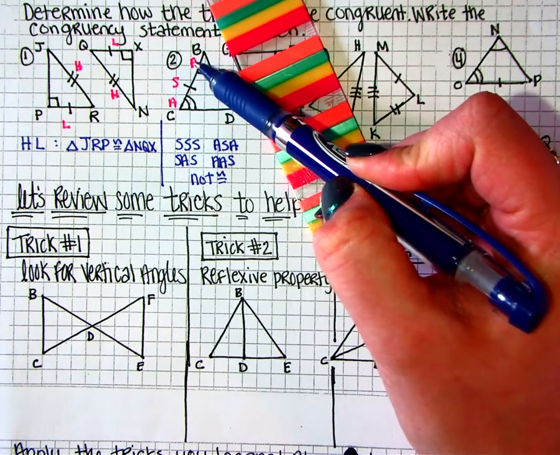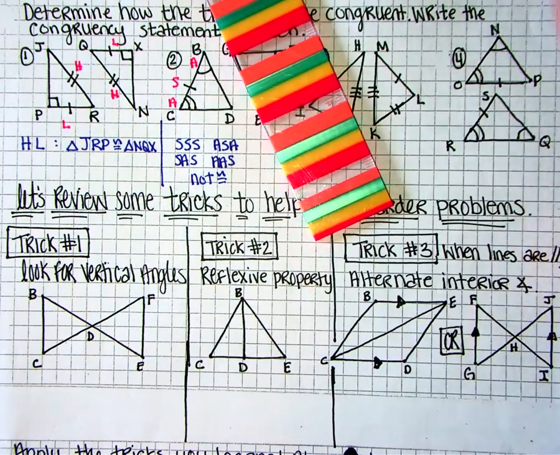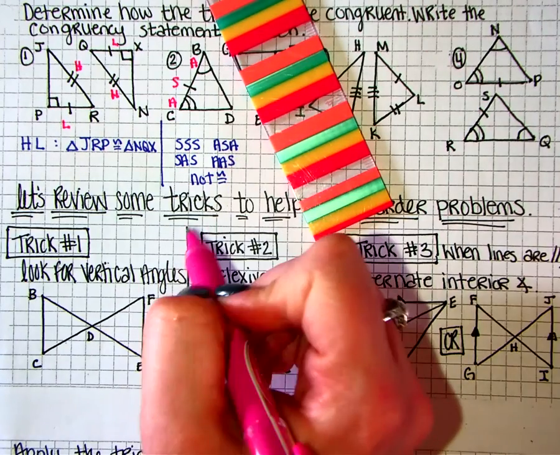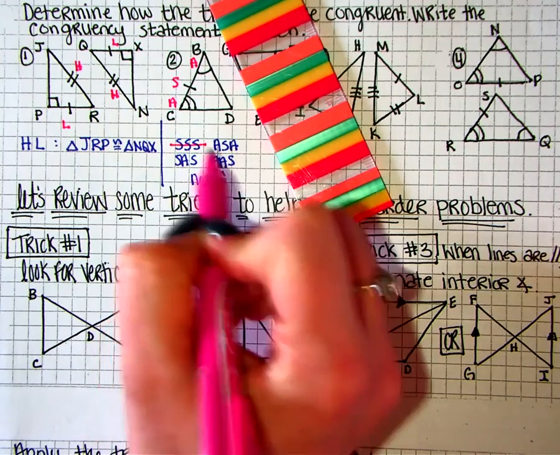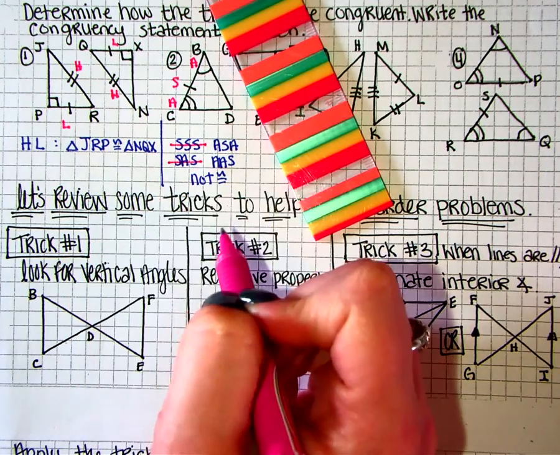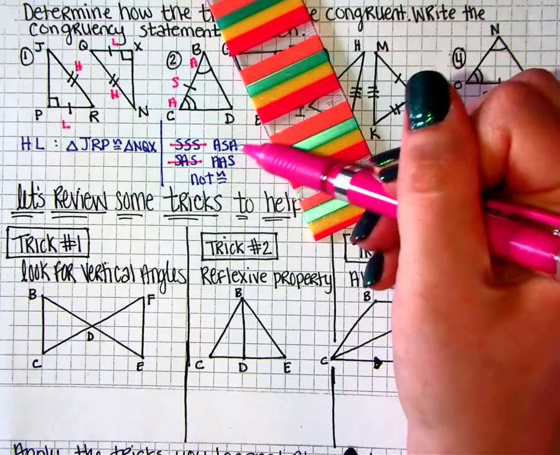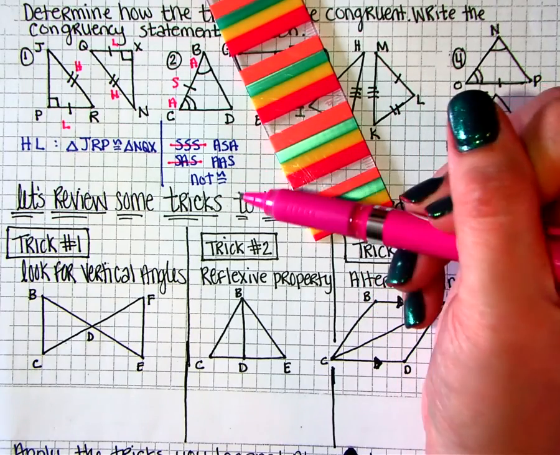I count 2 A's and 1 S. So 2 A's and 1 S. This is all sides, so can't do that one. Side, angle, side has only one A. Now it's between angle, side, angle, angle, angle, side, or not congruent.